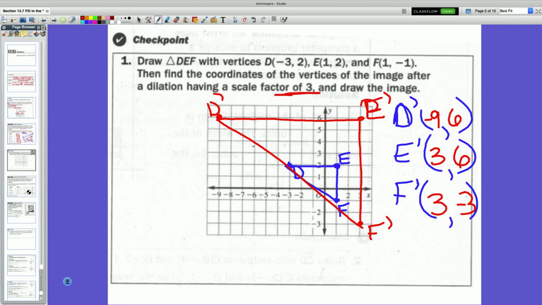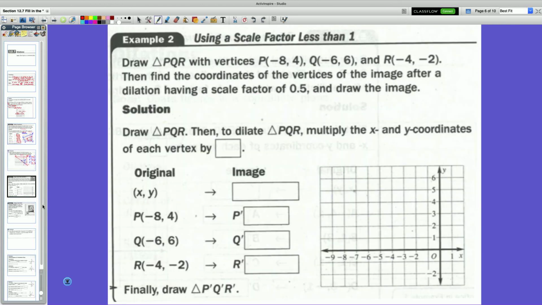All right, let's look at example 2. Example 2 says, draw a triangle PQR with those vertices. All right, so I'm going to go ahead and draw that triangle. So P is at negative 8, 4. Q is at negative 6, 6. And R is at negative 4, negative 2. So this is a really stretched out skinny triangle.